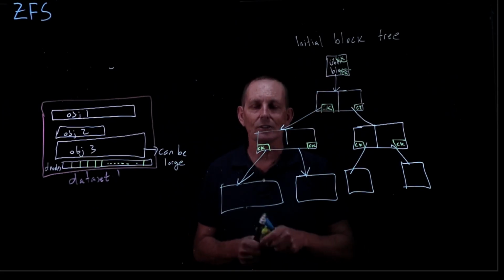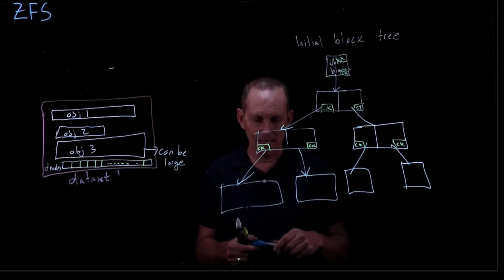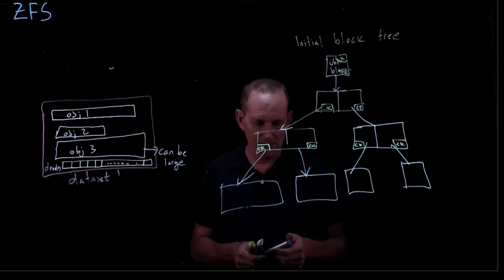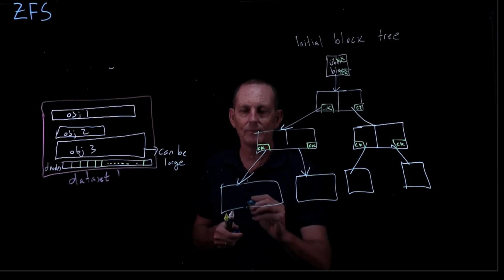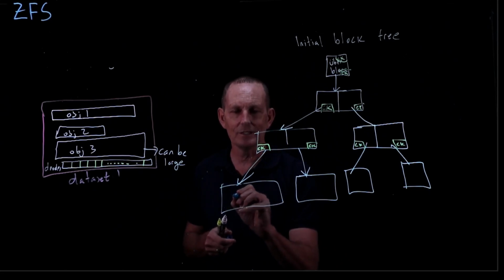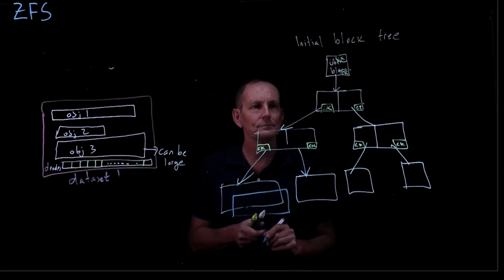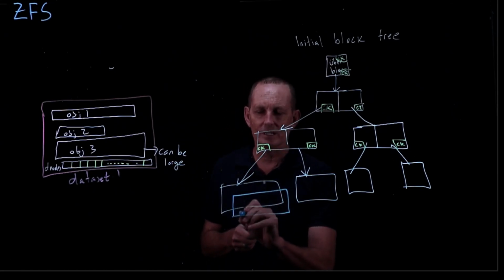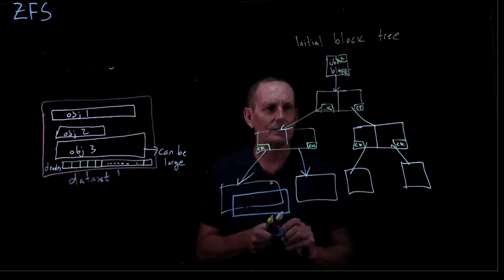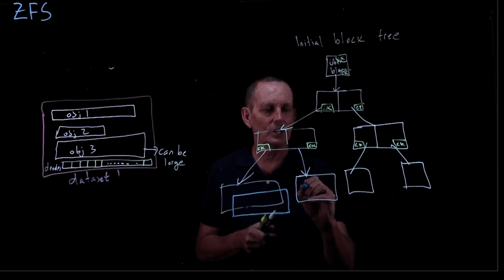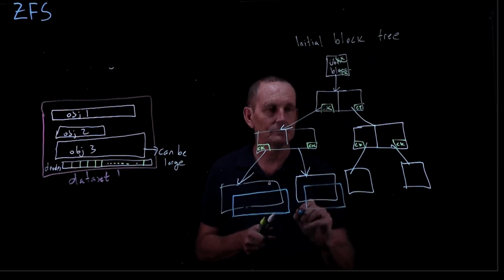We are not going to actually change them. Instead, we're going to do a copy on write. Let's look at that. We are going to leave this one alone, and we're going to create a new block. The old one stays there, stays on disk. And this is the other one we want to change. We're going to create a new block.